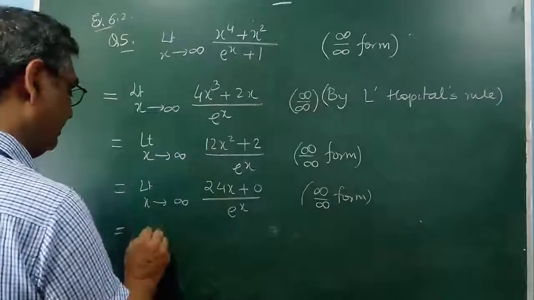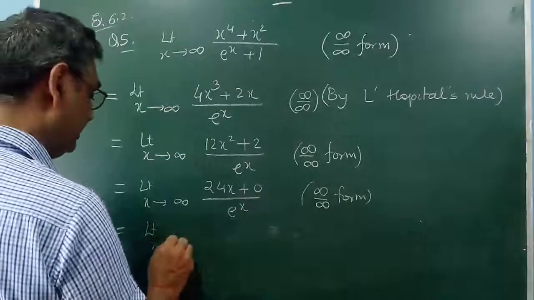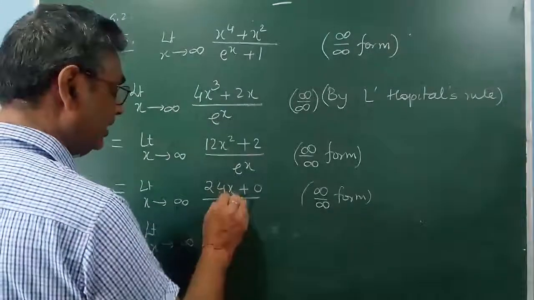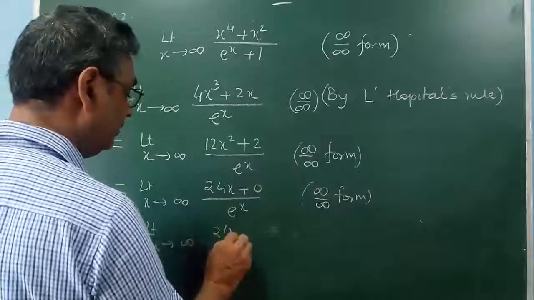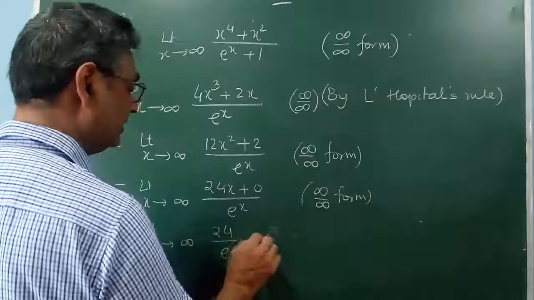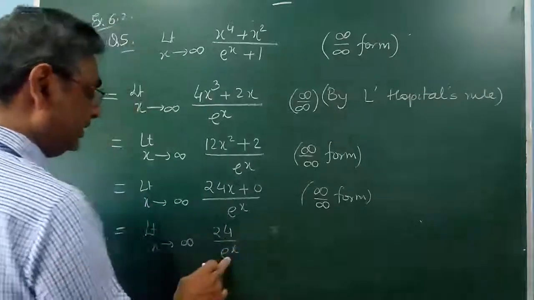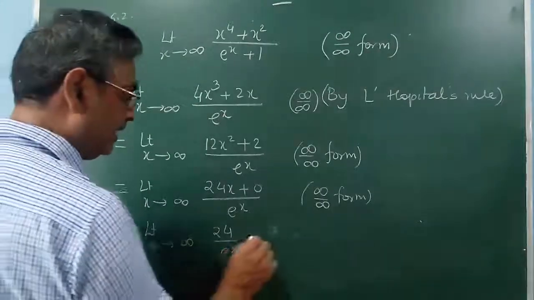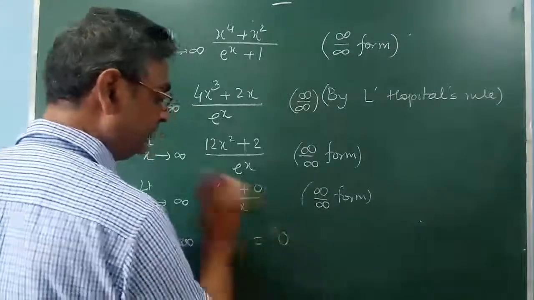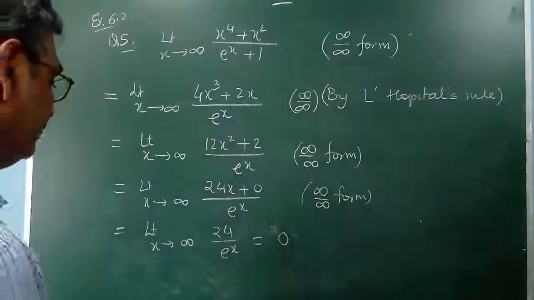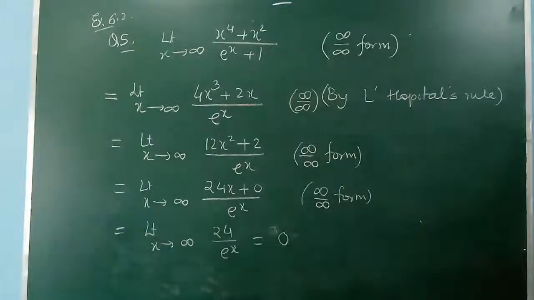Now limit x tending to infinity, how much is this? 24 upon e to the power x. Now here we can have 24 by infinity. 24 by infinity is nothing but 0. So we can put the limit here.